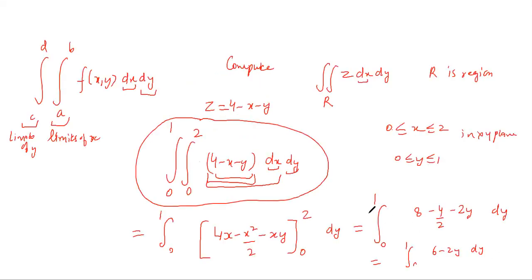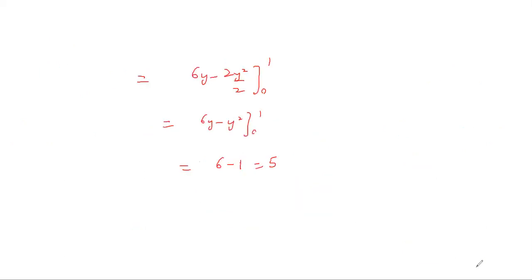So that's an easy question which you saw, where all you have to do is find the value of this integral. Now I'm giving you one more, the same question, where you change the order. 4 minus x minus y is the function. First you integrate with respect to y and then with respect to x.